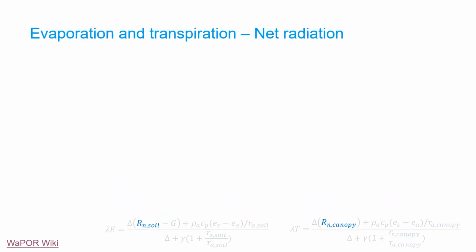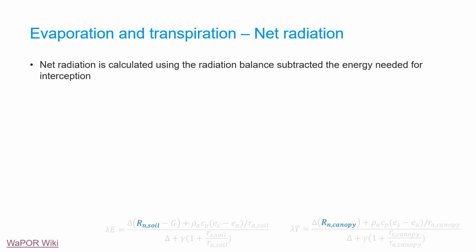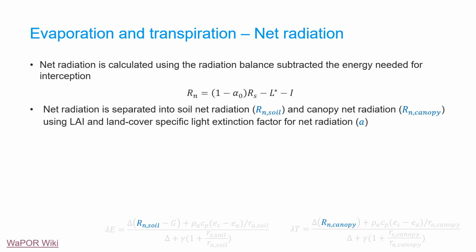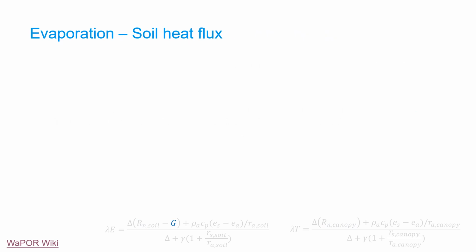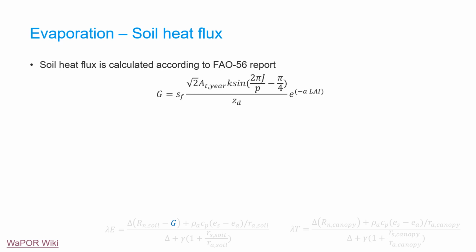For evaporation and transpiration, net radiation is calculated using the radiation balance, subtracting the energy needed for interception. Furthermore, net radiation is separated into soil net radiation and canopy net radiation by a function of LAI and land cover specific light extinction factor. Soil heat flux is calculated to estimate net energy availability for soil evaporation. For the transpiration equation, the soil heat flux is not considered.